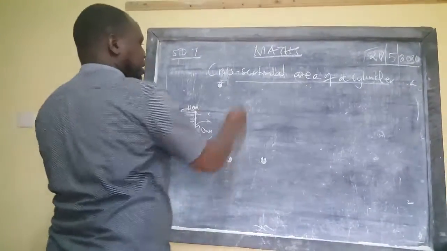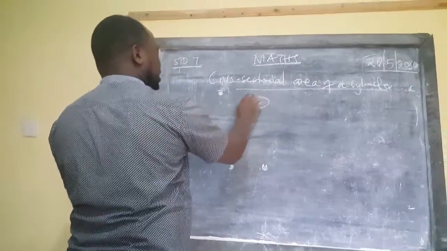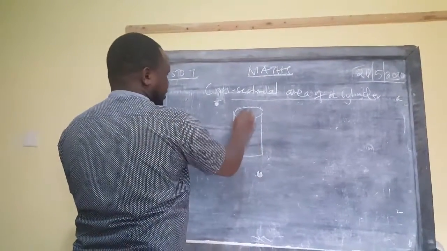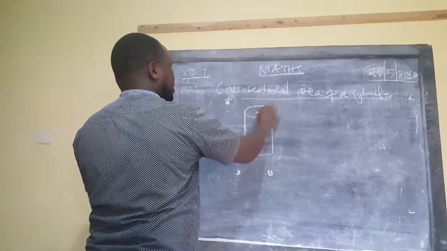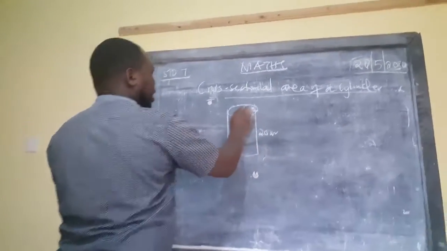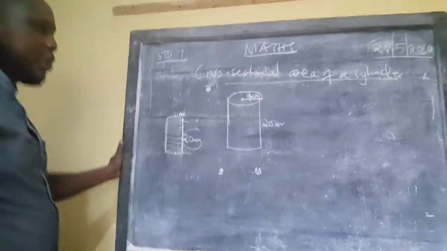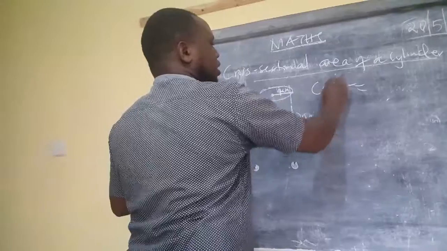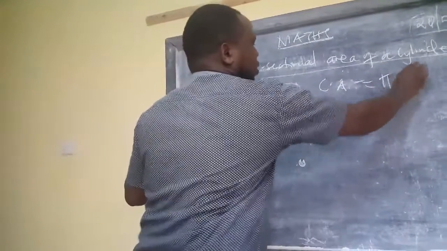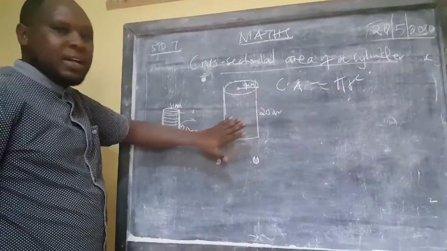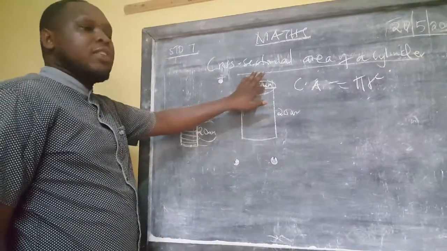Another question, just like this: a cylinder whose radius is 14 centimeters and the height is 20 centimeters. You are asked to calculate the cross-sectional area. Now the cross-sectional area is going to be pi r squared, the area of the circle. We are not dealing with the curved surface. No, we are dealing with the area of the circle.